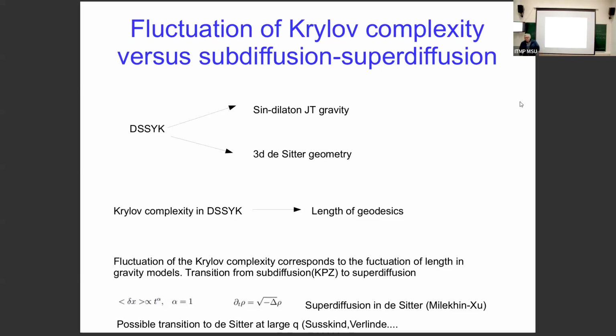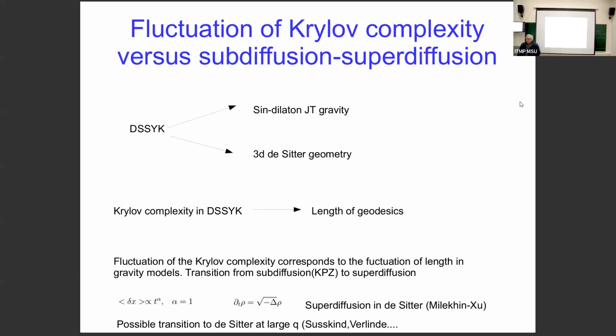So this is some use of the fluctuation behavior in the spin chain on the boundary, in the holographic sense, with the fluctuation of some object here, the length of geodesics in the gravity bulk.